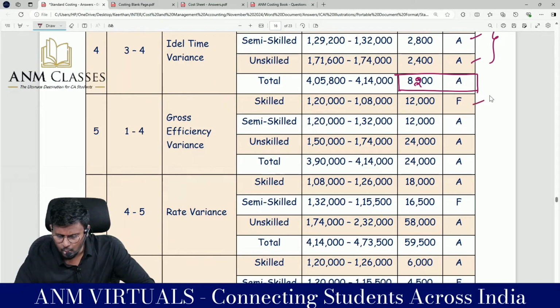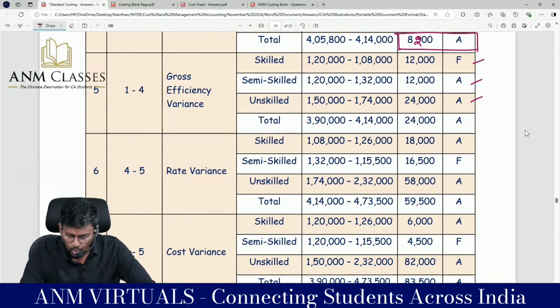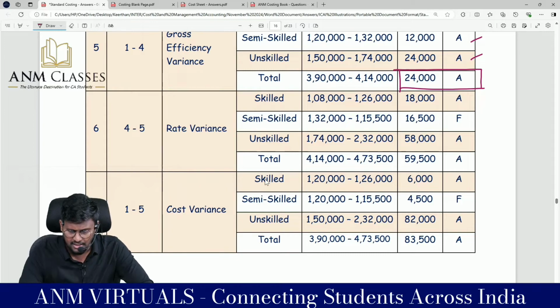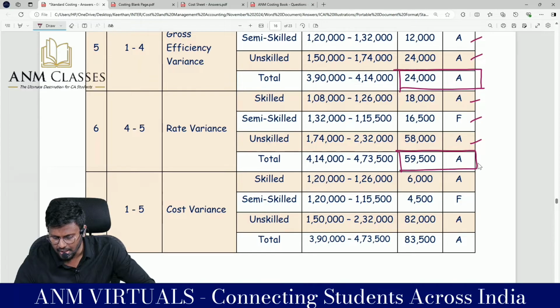First one: skilled 12,000 favorable, semi-skilled 12,000 adverse, unskilled 24,000. Total comes to 24,000 adverse. Comfortable? Yes, sir. Column 4 minus 5 is the labor rate variance. Skilled 18,000 adverse, semi-skilled 16,500 favorable, unskilled 58,000 adverse, and total 59,500.